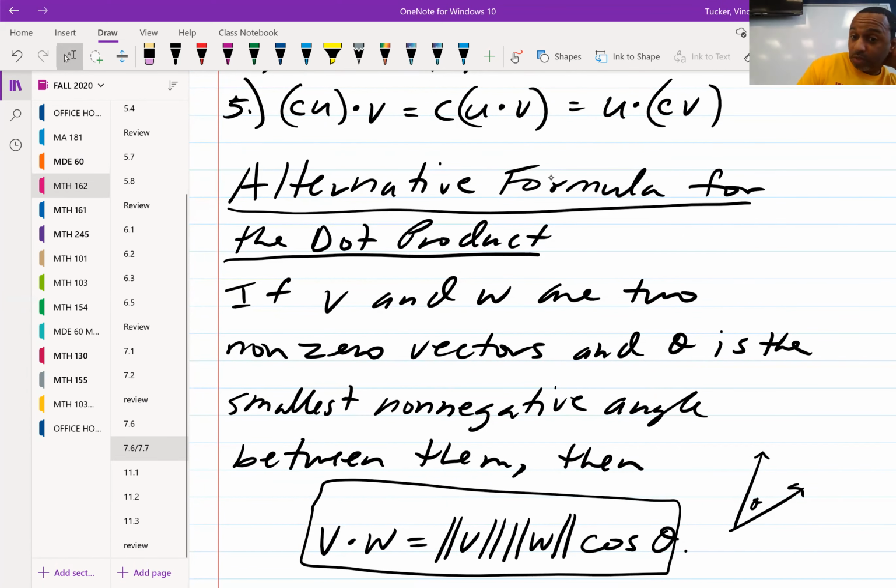All right. So we have an alternative formula for the dot product. If V and W are two non-zero vectors and theta is the smallest non-negative angle between them, then the dot product of V and W is the magnitude of V times the magnitude of W times cosine theta.